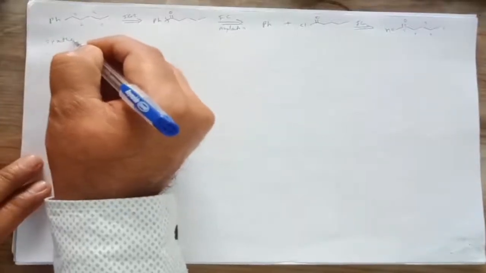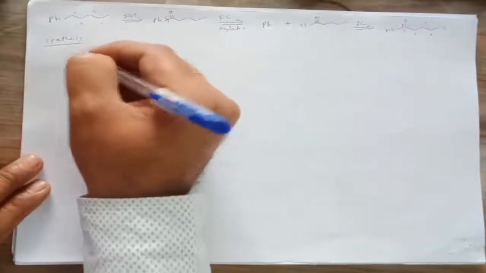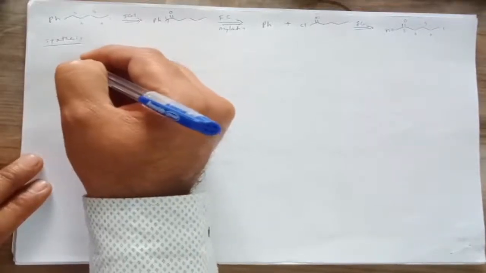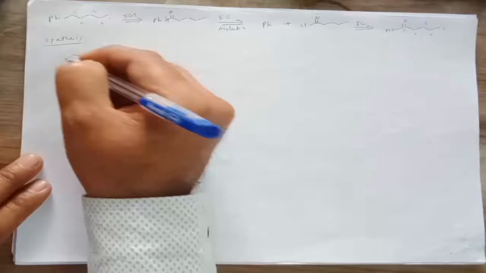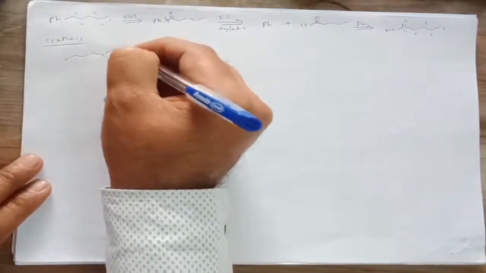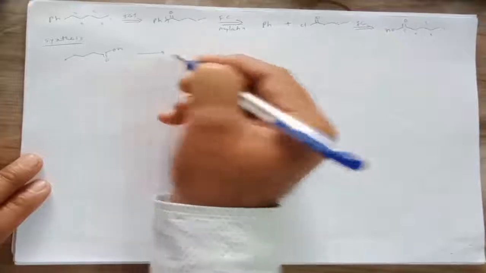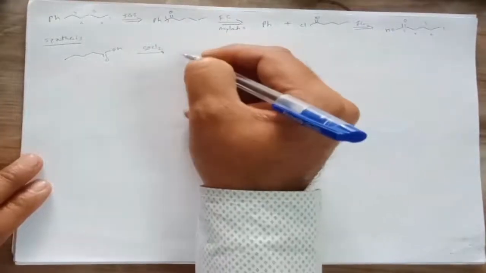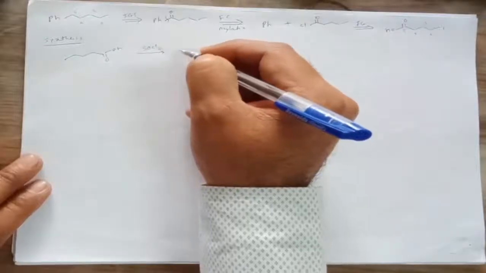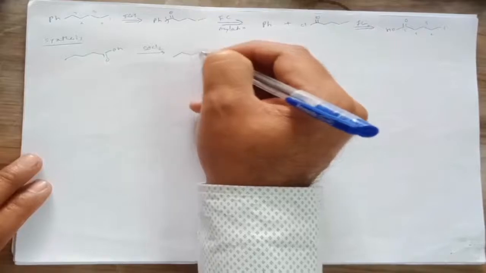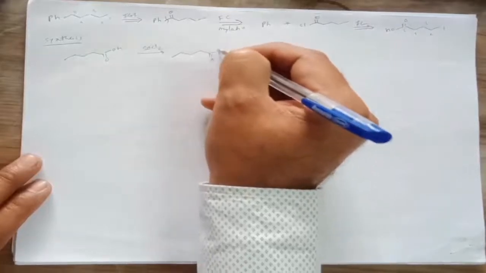Then the synthesis. If you go for synthesis, then we have pentanoic acid, 1, 2, 3, 4, 5, then OH, right? From pentanoic acid we can prepare, by using SOCl2, that is thionyl chloride, the pentyl acyl halide, that is CH3, CH2, CH2, CH2, C double bond O, Cl.